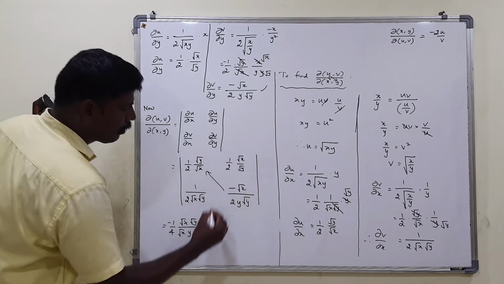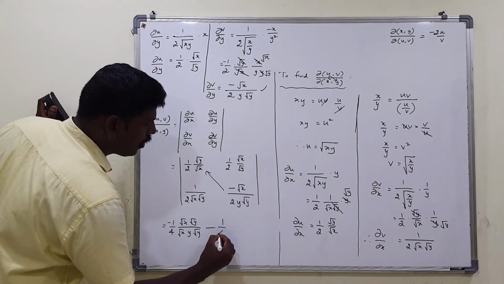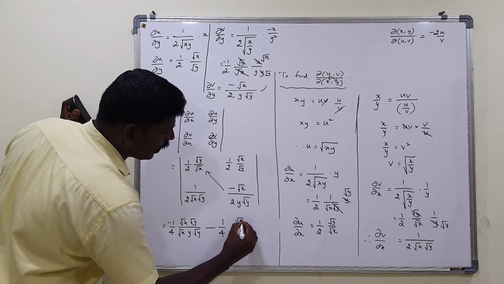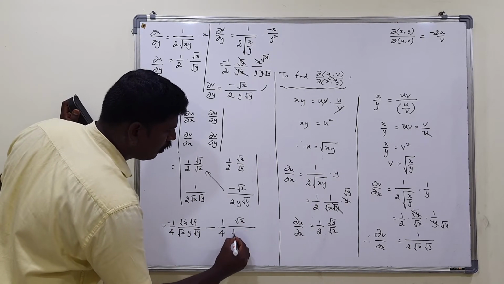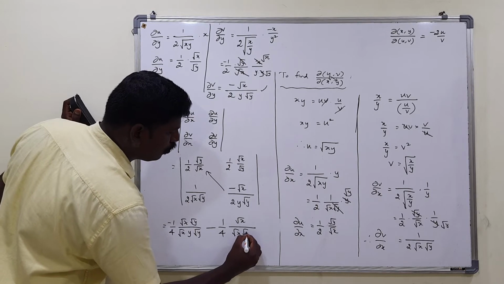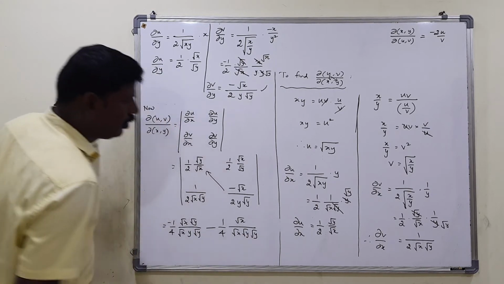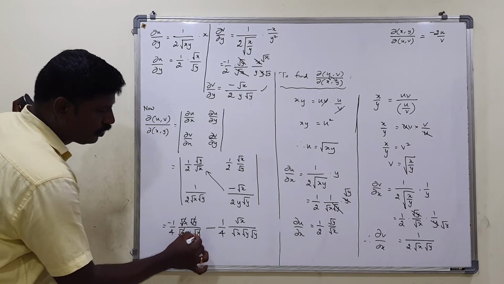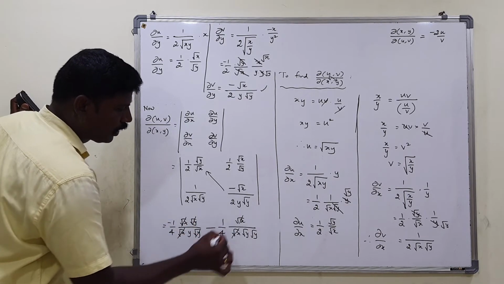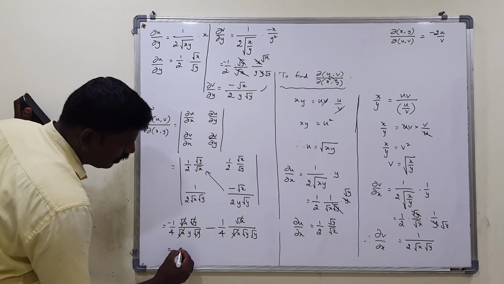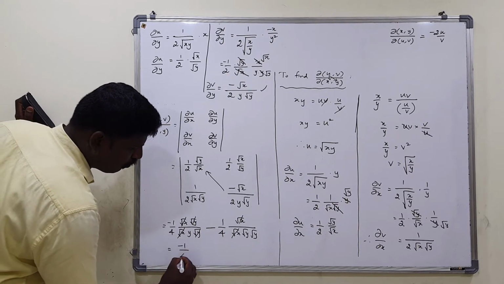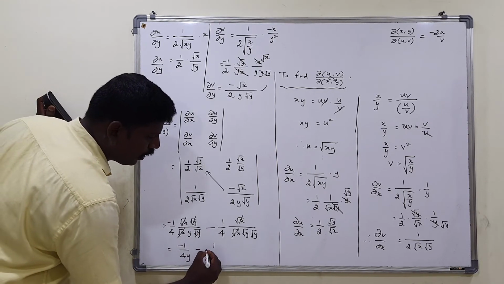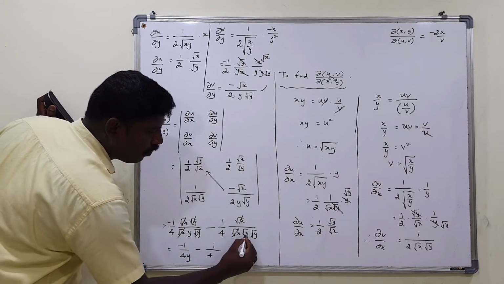Similarly, taking the product between these two, minus 1 by 4, 1 by 2 into 1 by 2, 1 by 4. What is in the numerator? Root x by root x into root y into root y. Is it right? So we can cancel this root x with root x, root y with root y. So what will you get remaining? Minus 1 by 4y, isn't it? Same like that, minus 1 in the numerator, 4 is in the denominator. What is root y into root y?